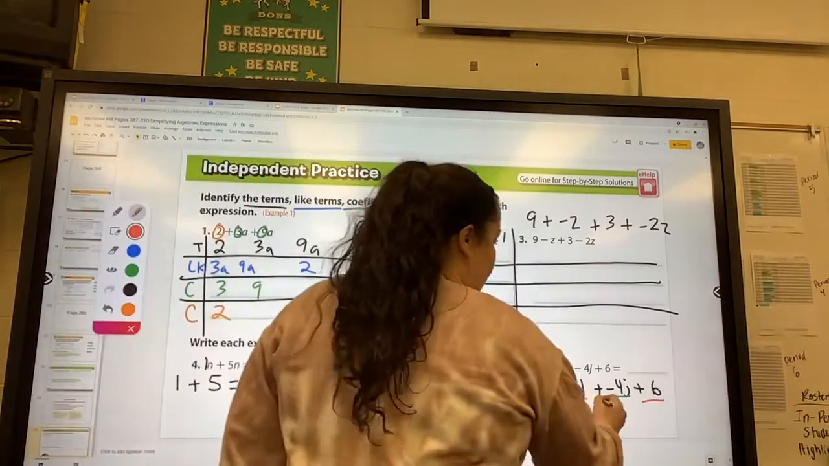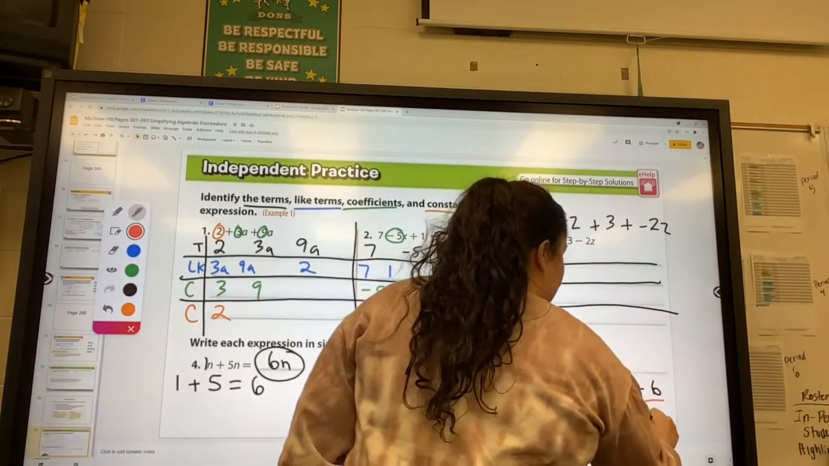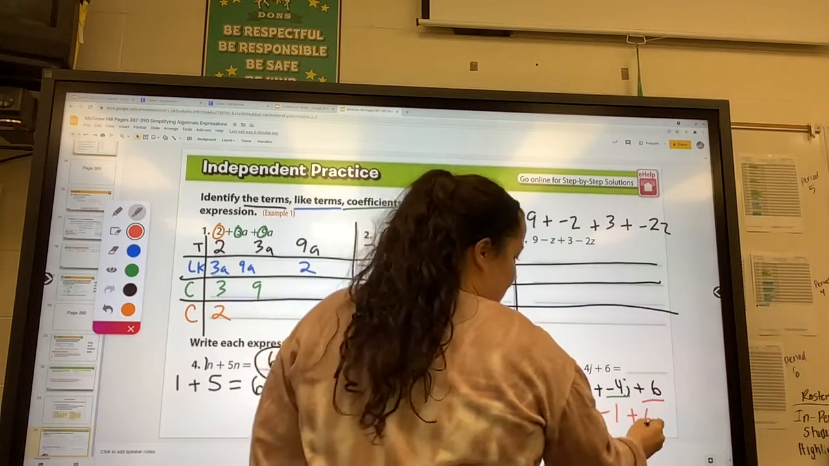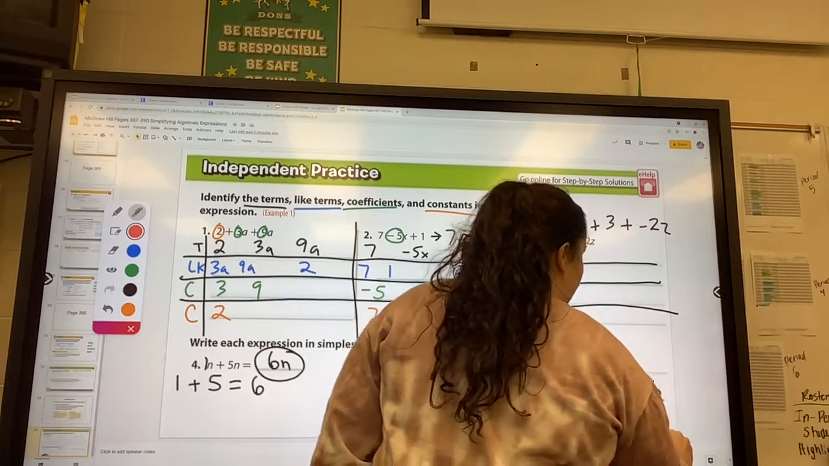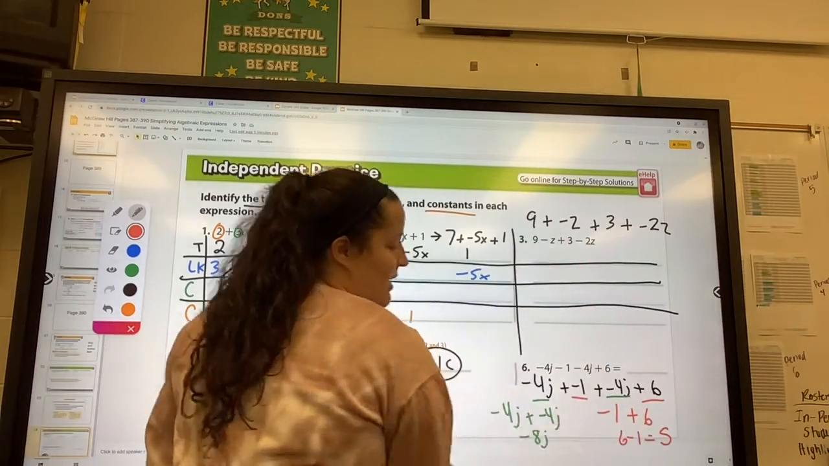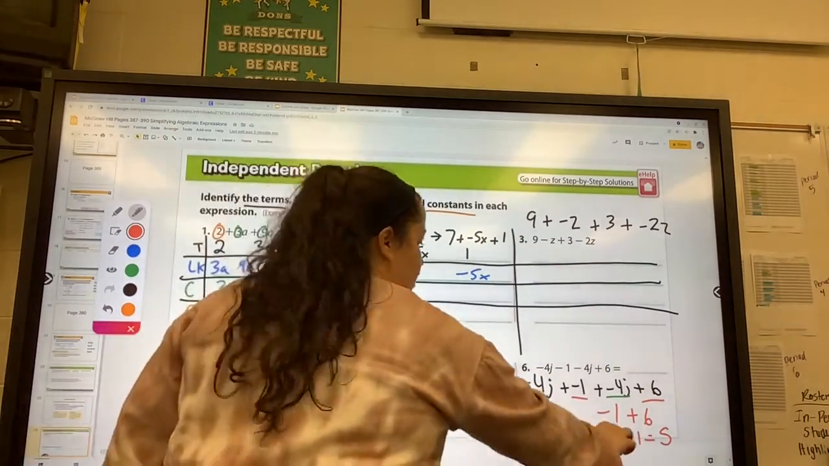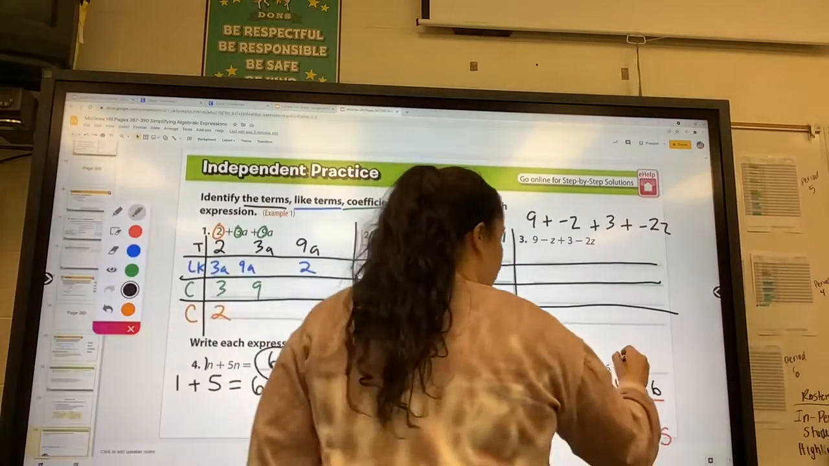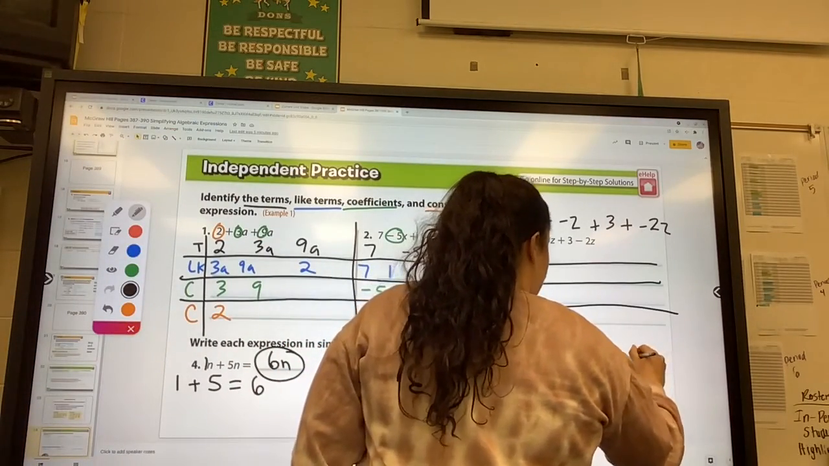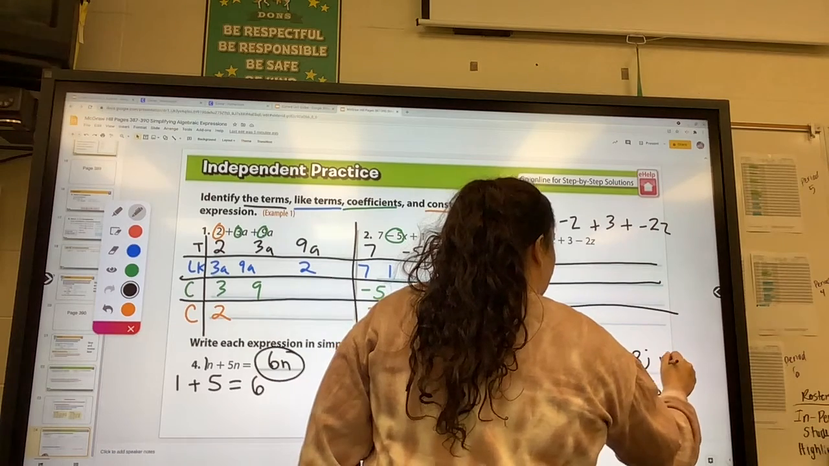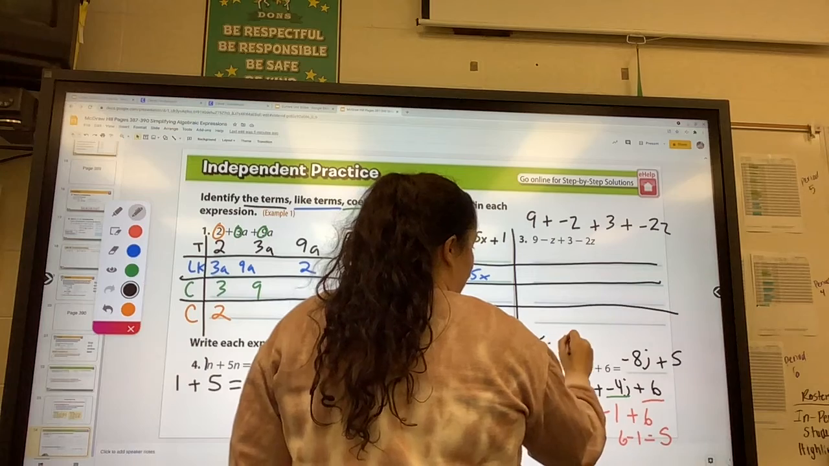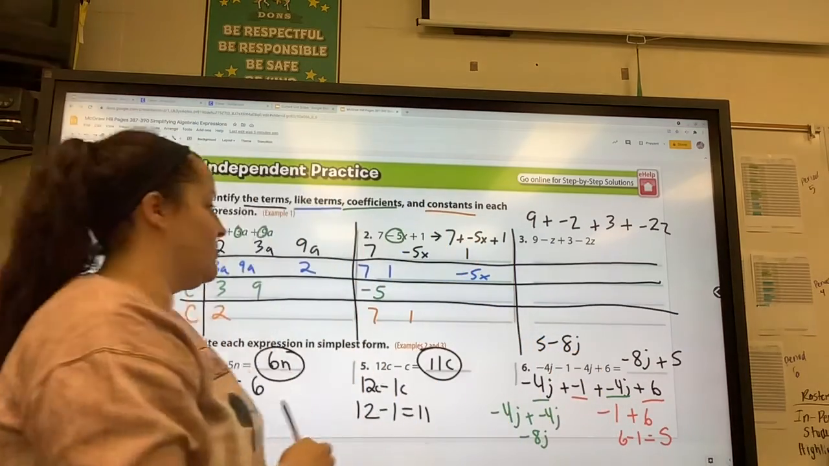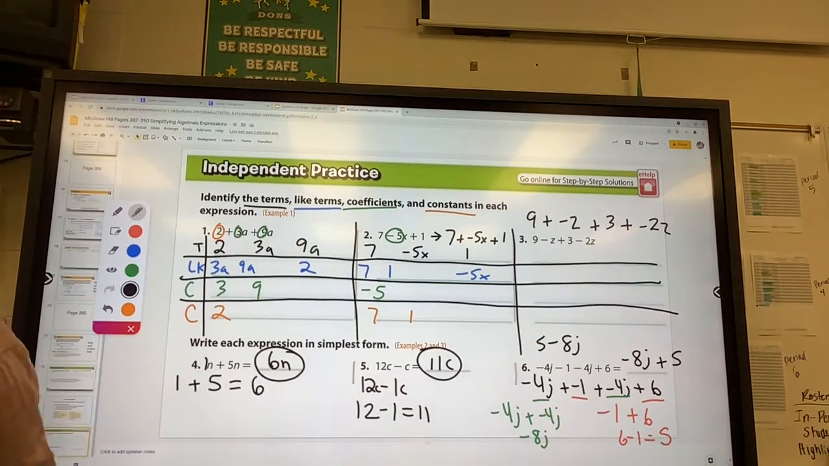And then group together the constants, negative 1 plus 6, negative 1 plus a positive 6. That's 6 minus 1 equals 5. And since 6 is bigger, it's positive 5. So then you would just add those two pieces together. Doesn't matter what order. You could put negative 8j plus 5, or you could even write it as 5 minus 8j. You see how you could do that too? They're the same thing. So that is how you solve those problems.